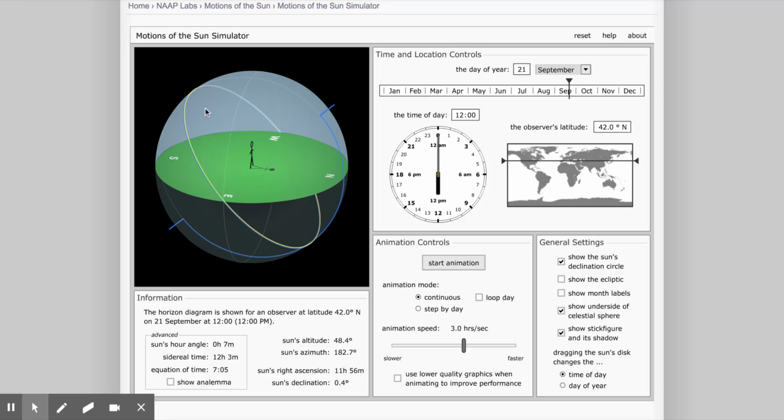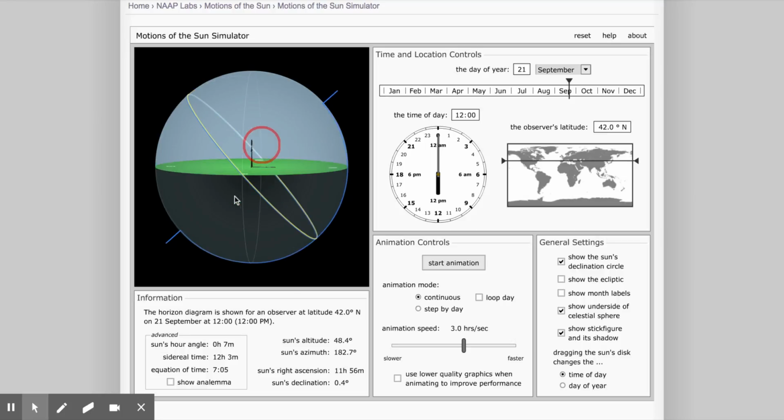So I'm going to reset our clock to noon. I'm going to change our date. So real quick, this is what our sun's path looks like during the equinoxes. If you look, half is above the horizon there, and then half is below, which means that half of our day is daylight, half of our day is nighttime.